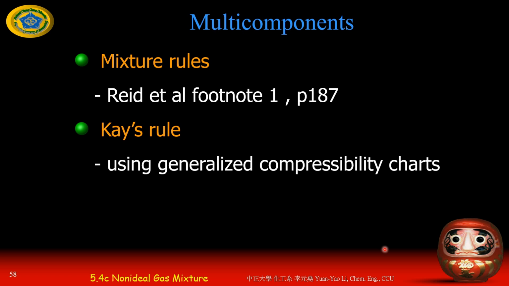How about multi-components? Multi-component is more complicated. Because you are still first year, we just introduce you the easiest way, which is what we call Kay's rule. The mixing rules are more complicated. You might learn this when you get to the third or fourth year. But here we want to introduce you Kay's rule. The good thing about Kay's rule is it's easy because we use the generalized compressibility chart. We use the same chart to get the answer of Z when you have multiple components, a mixture gas.